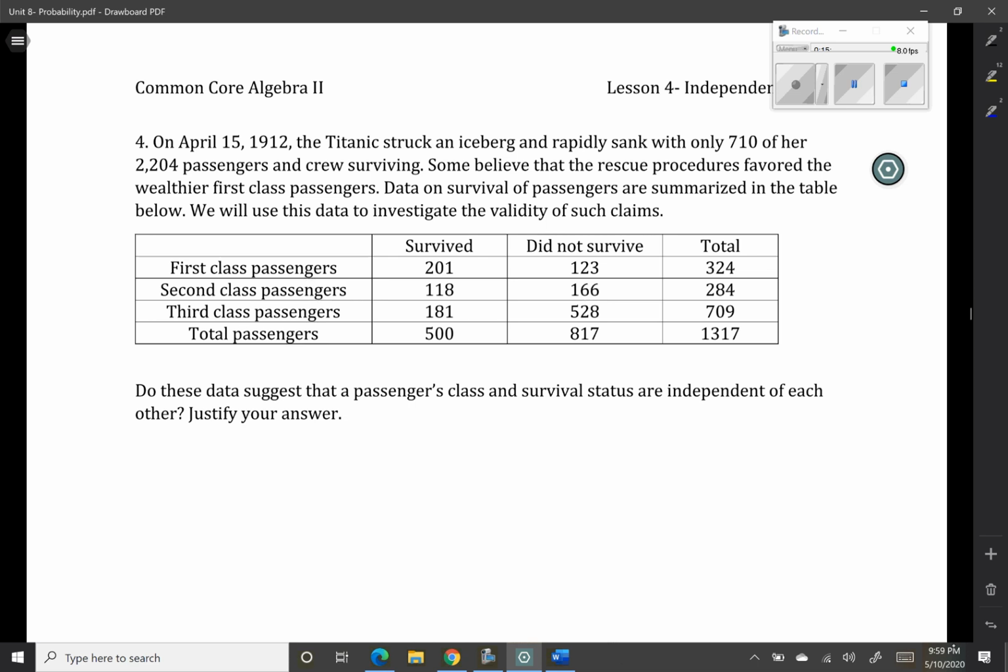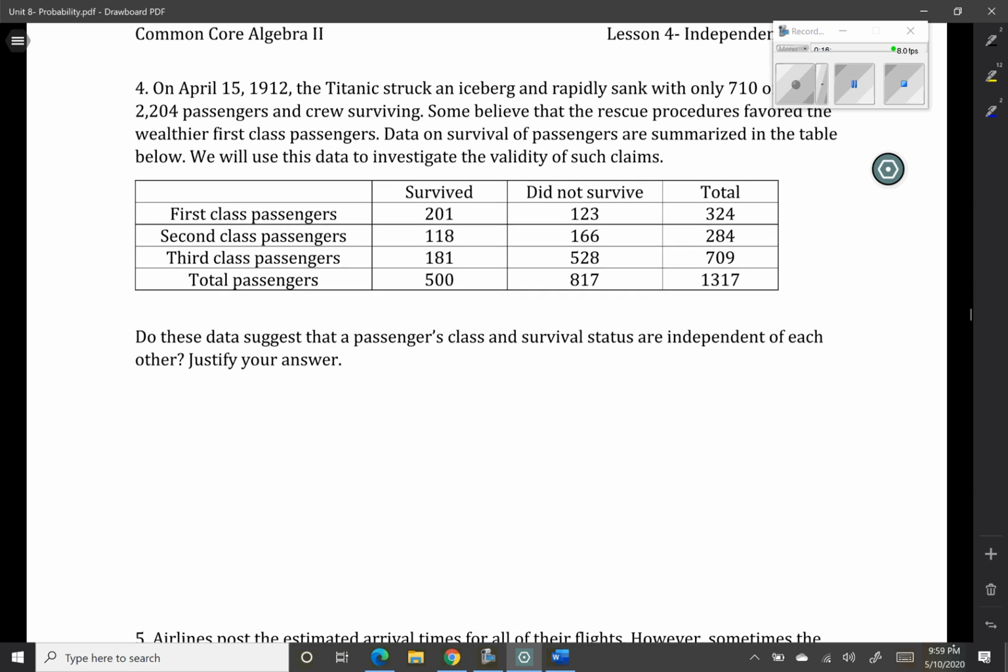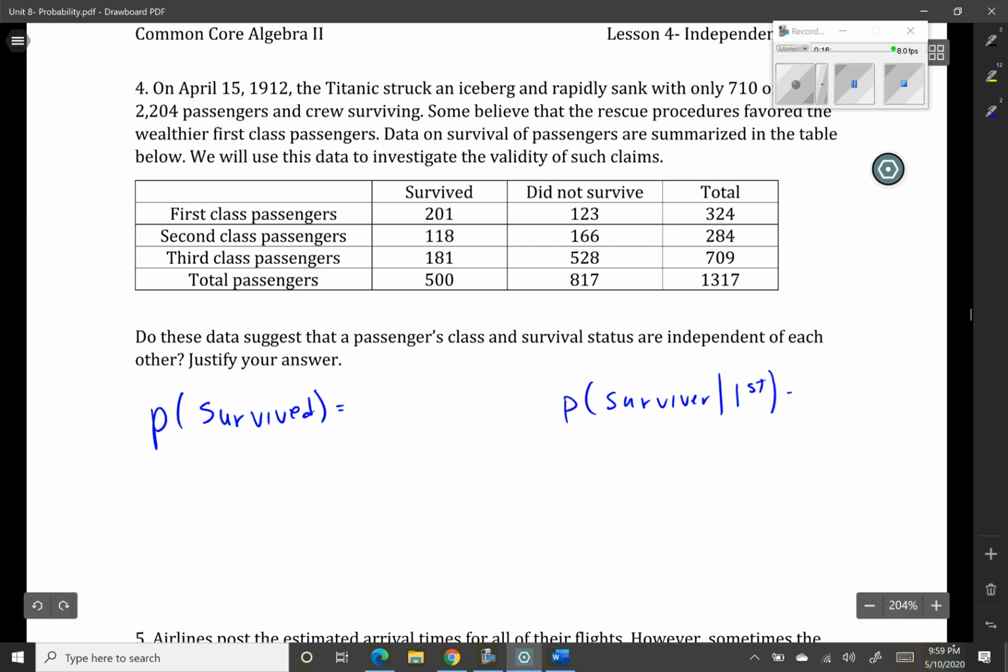So if we want to determine whether or not the class is independent, or the probability of being a first class survivor versus being a survivor in general is independent of each other, we have to find two probabilities. We have to find the probability that you were a survivor, and we have to find, well, what's the probability of you being a survivor given the fact that you were one of these three classes? It doesn't matter which one you choose, right? So let's just choose first class because that's going to be the most intriguing number.